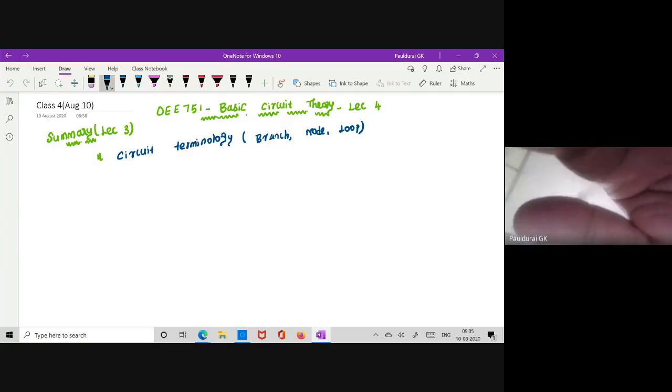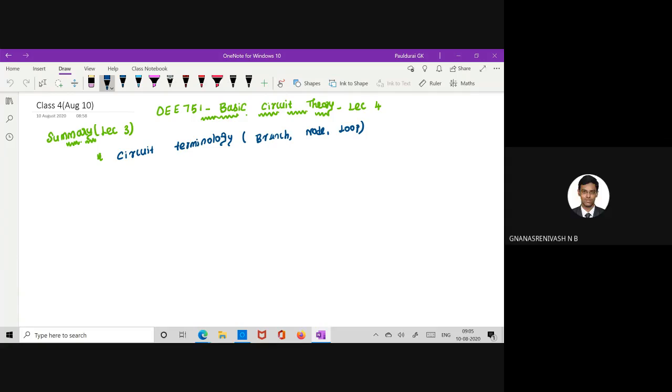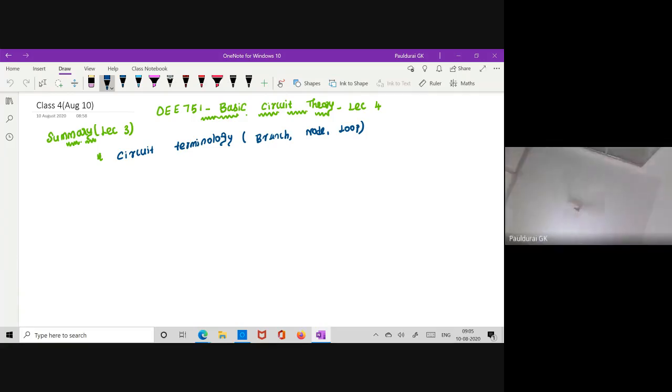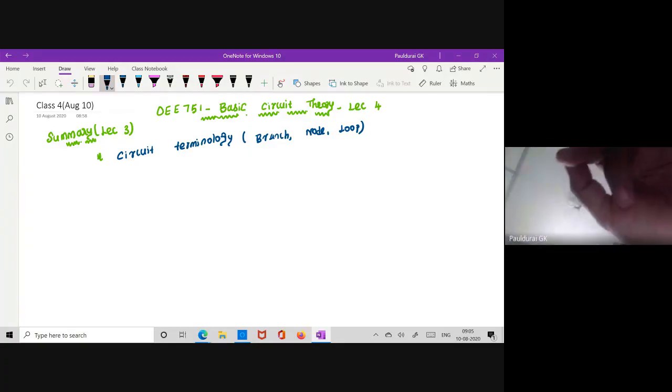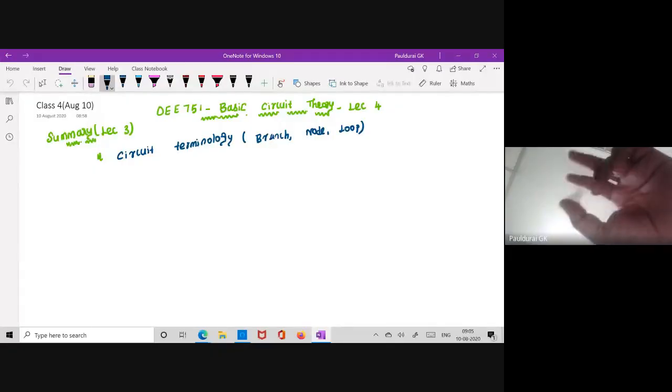Okay. So what is a node? Connection of two or more branches, right? So we have two types of nodes, as we know: essential and non-essential node. Connection of two branches is called non-essential, and connection of more than two branches is called essential, right?